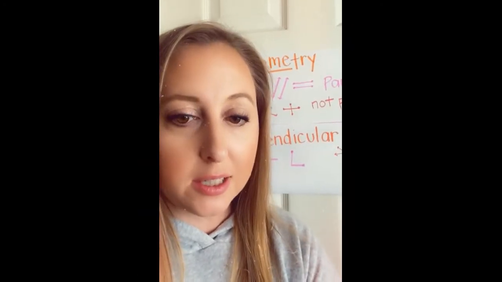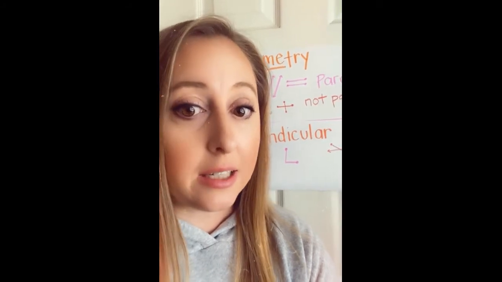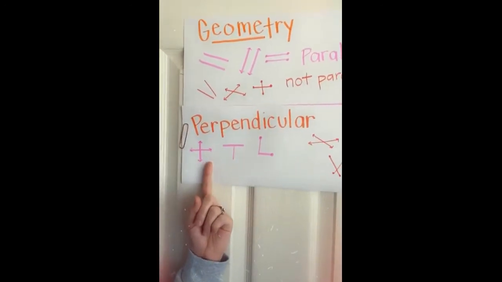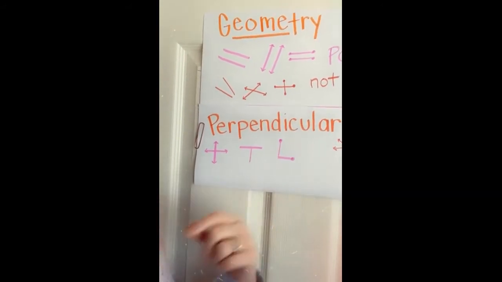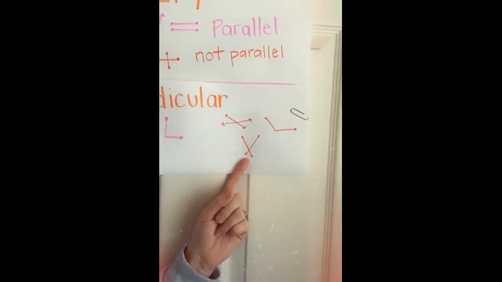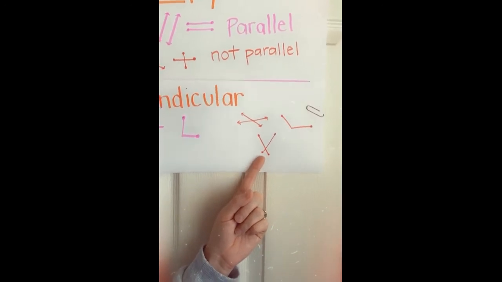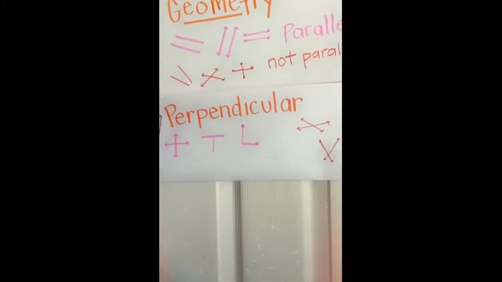Okay, the next set of lines is called perpendicular. Perpendicular. It's a little tricky, I know, but all it means is at 90 degrees. So these perpendicular lines that are in the pink all make a 90-degree angle somewhere. They make a right angle somewhere. These in the red are examples of lines that are not perpendicular. They do not make any sort of right angle or 90-degree angle. So the word, again, perpendicular.